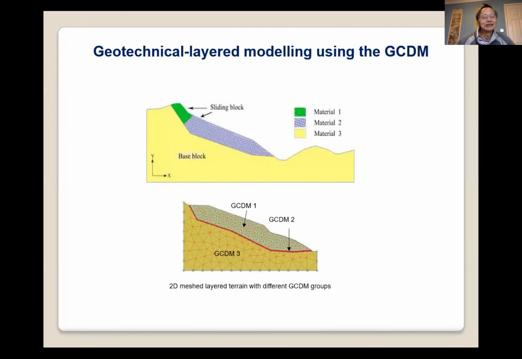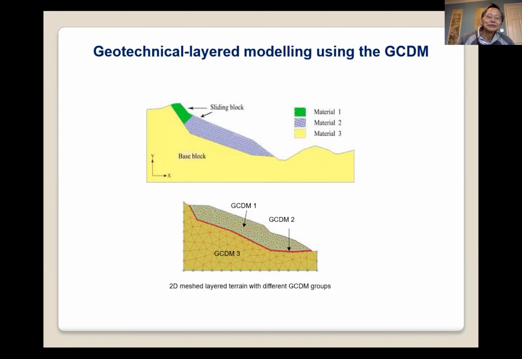That is why this model is highly efficient and accurate. Now, regarding its applications in the geotechnical layered terrain area, we can use this as the picture shows here. We can use a different group to simulate a different layer of the materials. The lower picture shows one of the models using GCDM. The top layer could be a soil layer, the bottom could be a rock layer, and in between would be a weak layer. Then we can use a different GCDM material model to simulate its performance. That is the basic idea.